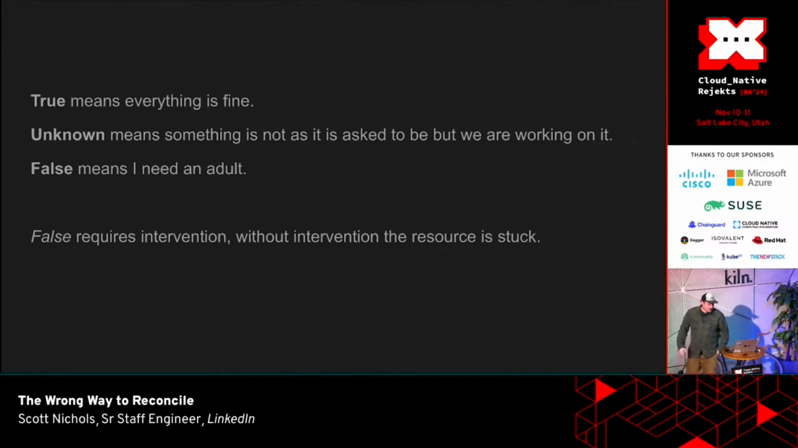Right. So, like I said, true means everything's fine. Unknown means it's not what you asked for, but I'm working on it. I'm not stuck. And false means I need an adult. Something fundamentally needs to change in the cluster before this thing's going to flip-flop. It either means that I'm missing some nodes, or I have some invalid schema or something that got in, but it is stuck until intervention. And you could have some automation, or it's probably like some poor on-call person has to fix something.